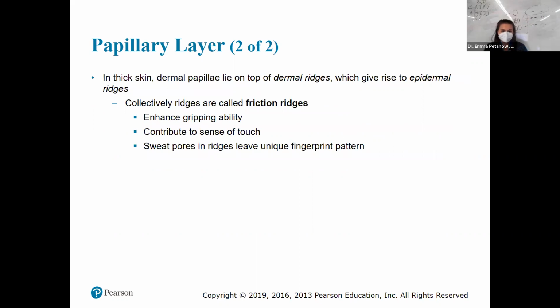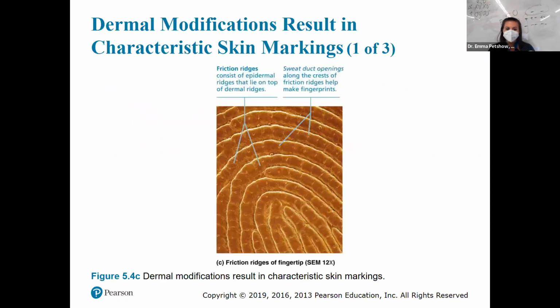In thick skin, like your fingertips, dermal papillae lie on top of dermal ridges, which give these friction ridges. They enhance gripping ability, contribute to sense of touch, sweat pores, and we get our fingerprints from these ridges. They have characteristic skin markings.